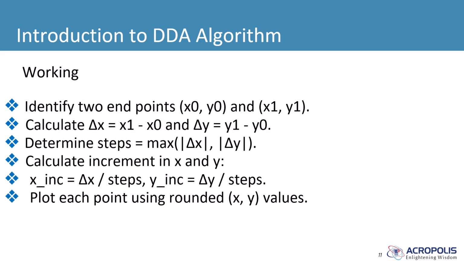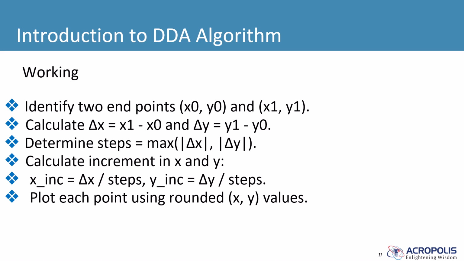Now, the working of the DDA algorithm. The first step is to identify the two endpoints, x0, y0 and x1, y1, for drawing a straight line. Next, we have to calculate the differences, known as delta x and delta y, which are the differences between the two endpoints: x1 minus x0 and y1 minus y0.